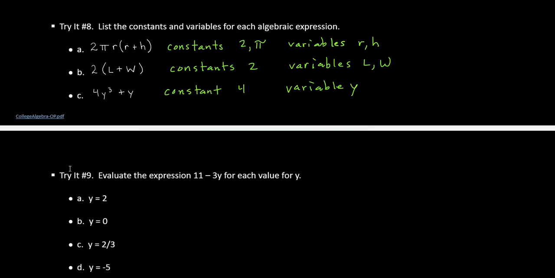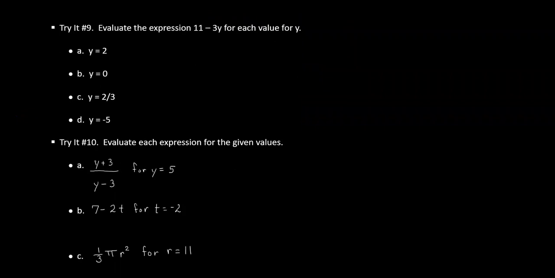All right, let's look at a little more involved expressions here. So try it number 9. Evaluate the expression 11 minus 3y for each value for y. So you have 11 minus 3, and then you plug in the y value of 2. Get 11 minus 6 equals 5. Once again, you plug in the y value of 0 this time, and you get 11 minus 3 times 0, this is just 0, so it's 11.